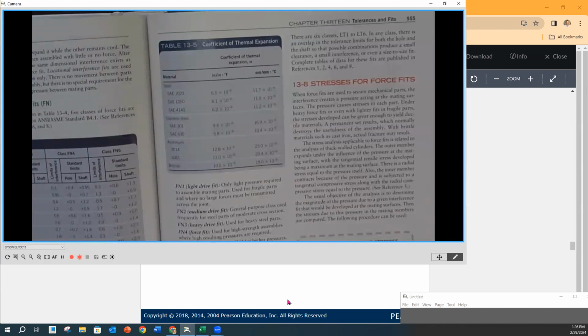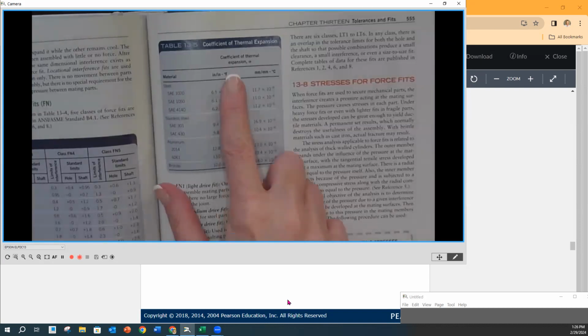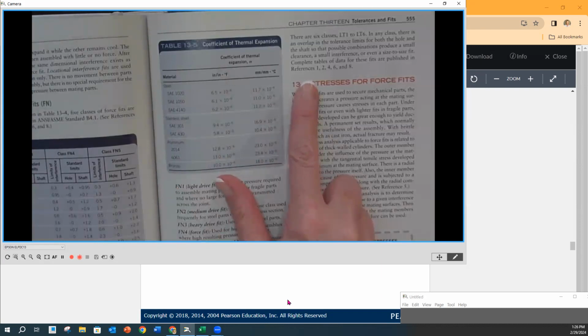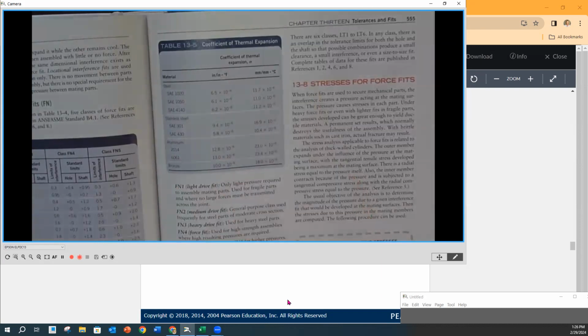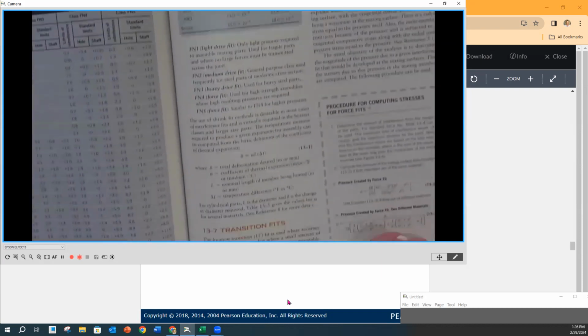So if it's 2 inches, we would multiply that by 2. Okay, so it's like to the unit length, so tiny little numbers per degree Fahrenheit, or millimeters per millimeter per degree Celsius, depending on what you're working in. So that's going to be according to the material that you're dealing with.